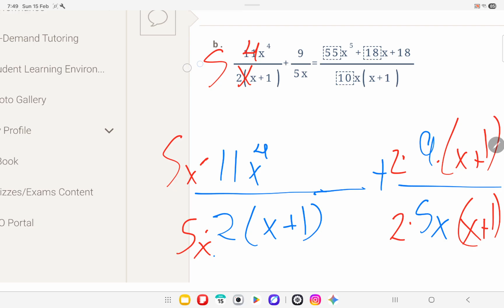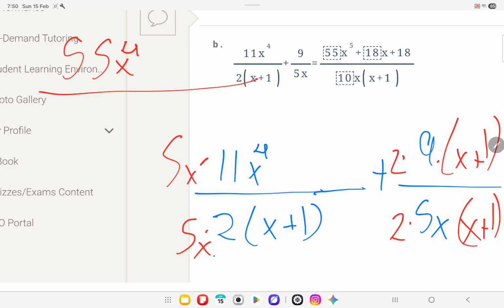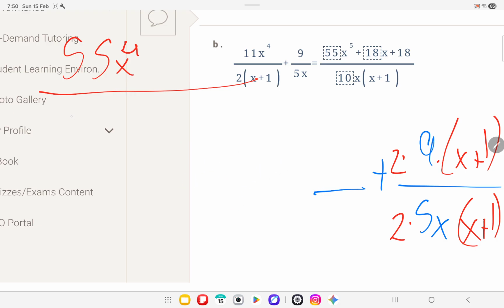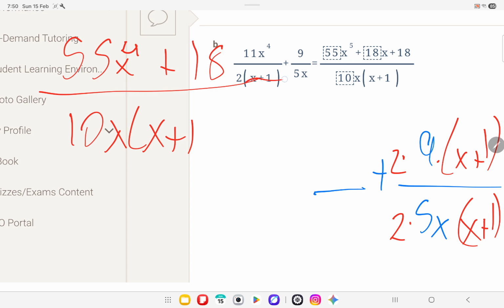Let me write it on the side. 55x to the power 4 over 10x times x plus 1, plus 2 times 9 is 18, 18 times x plus 1. We distribute. It will be 18x plus 18. So plus 18x plus 18. And that's it. We can't simplify. So the answer is 55x to the power 4 over 10x times x plus 1 plus 18x plus 18.